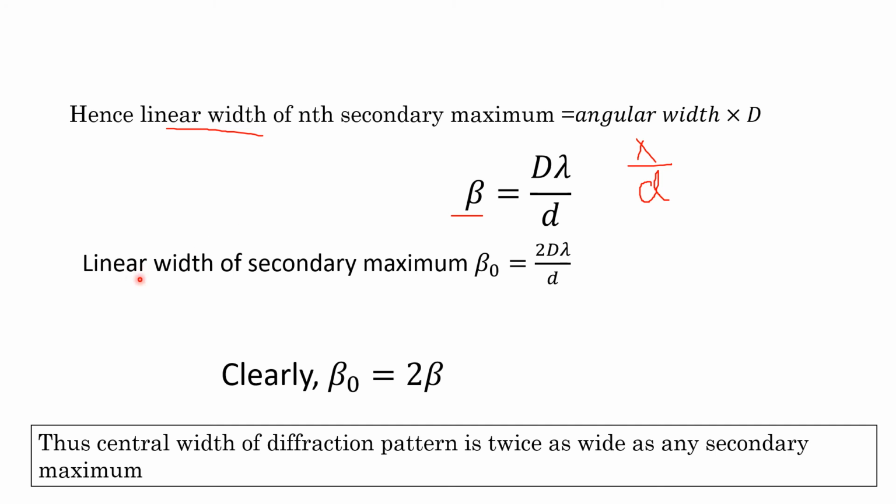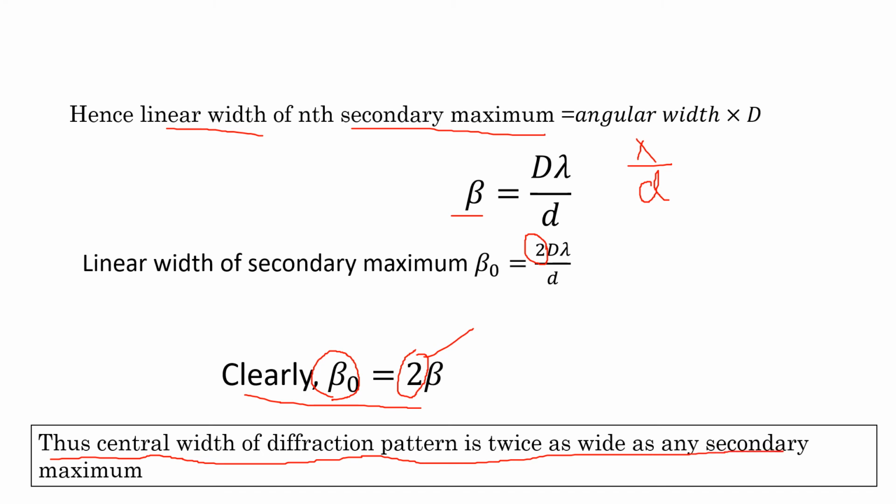Now note, the linear width of the central maximum which we have derived was beta naught equals twice of D lambda by d. Now, do you notice? Yes. So clearly the width of the central maxima is twice the width of the secondary maxima. Thus, the central width of the diffraction pattern is twice as wide as the secondary maxima.